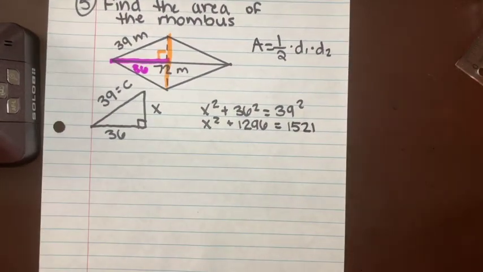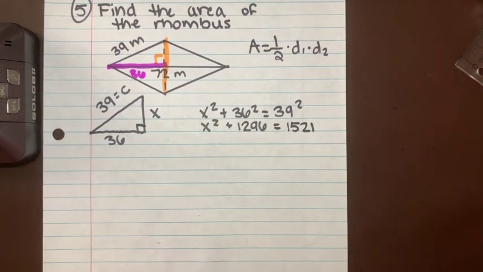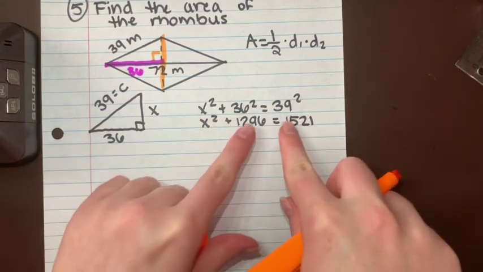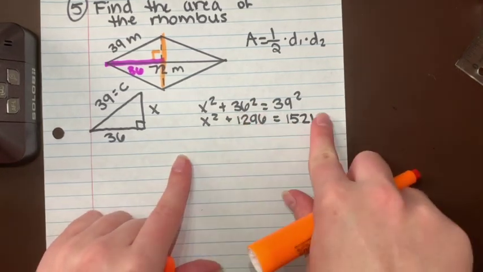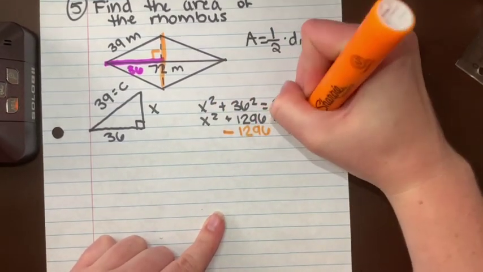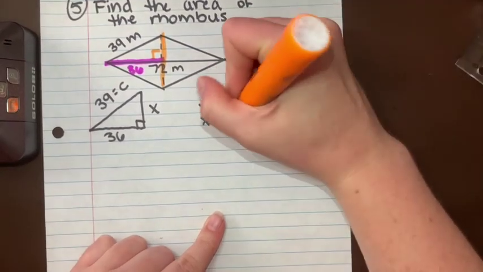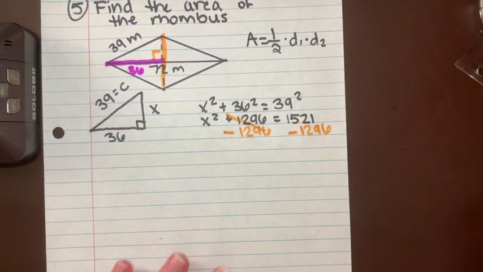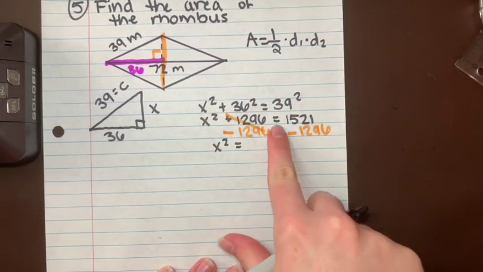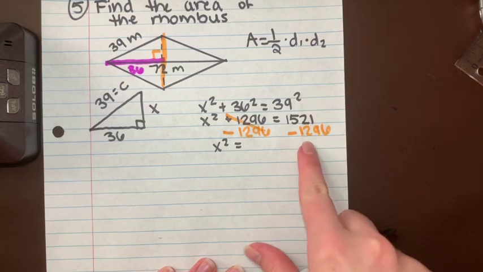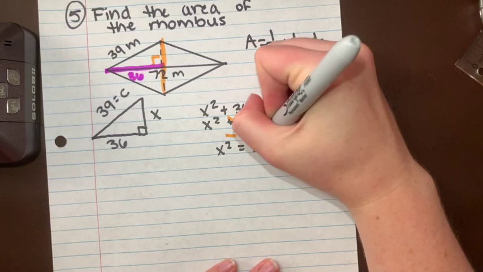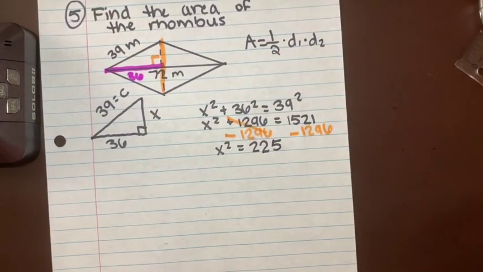Okay, so solving for x here. What I want to do is get x all alone by itself on the left-hand side. So what that means is I need to subtract or move this over to the other side. So I'm going to subtract from both sides to cancel that out. Okay. So that means that on the left, all I've got is x squared. And on the right, I've got 1,521 minus 1,296. Whew. But thankfully, that comes out to a nice number, which is 225.